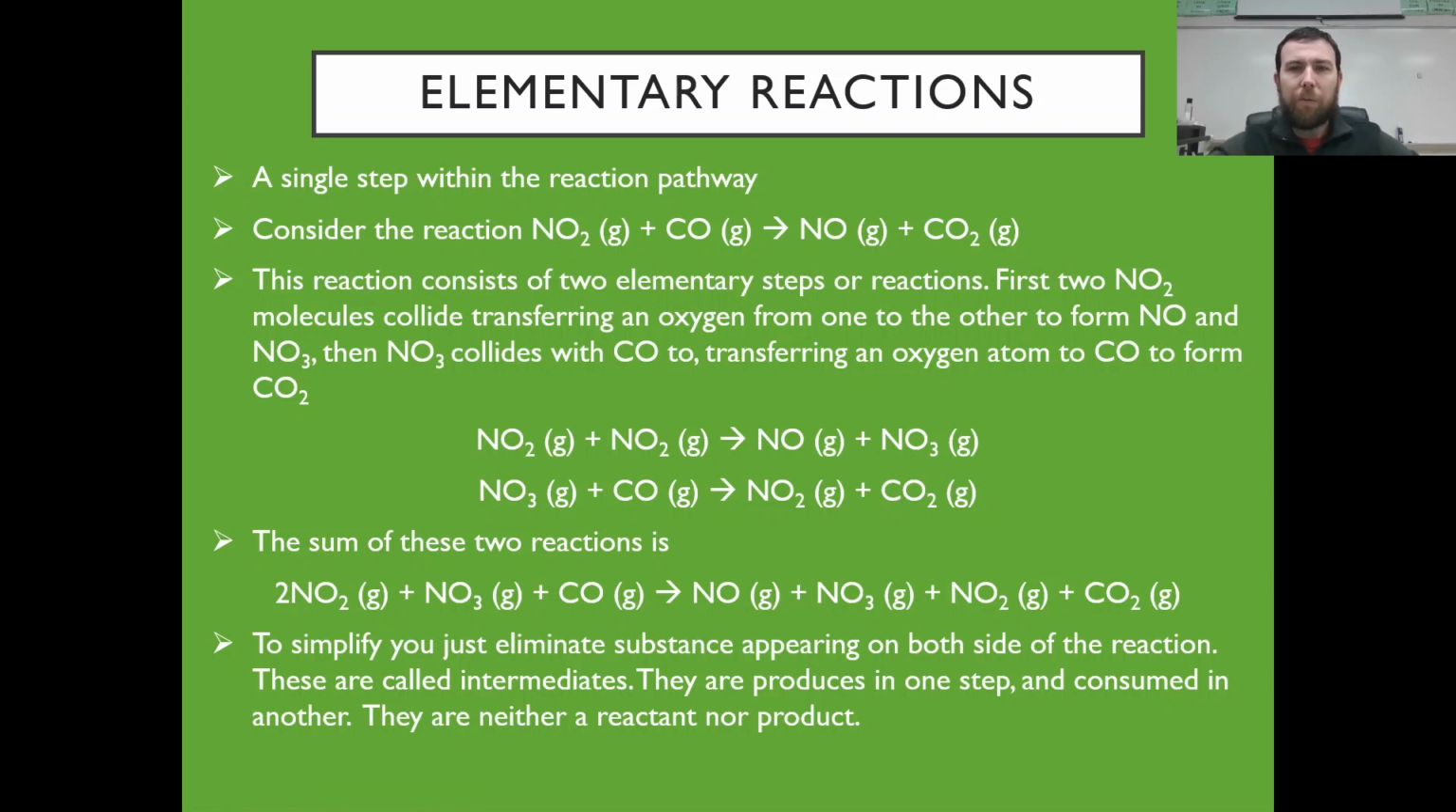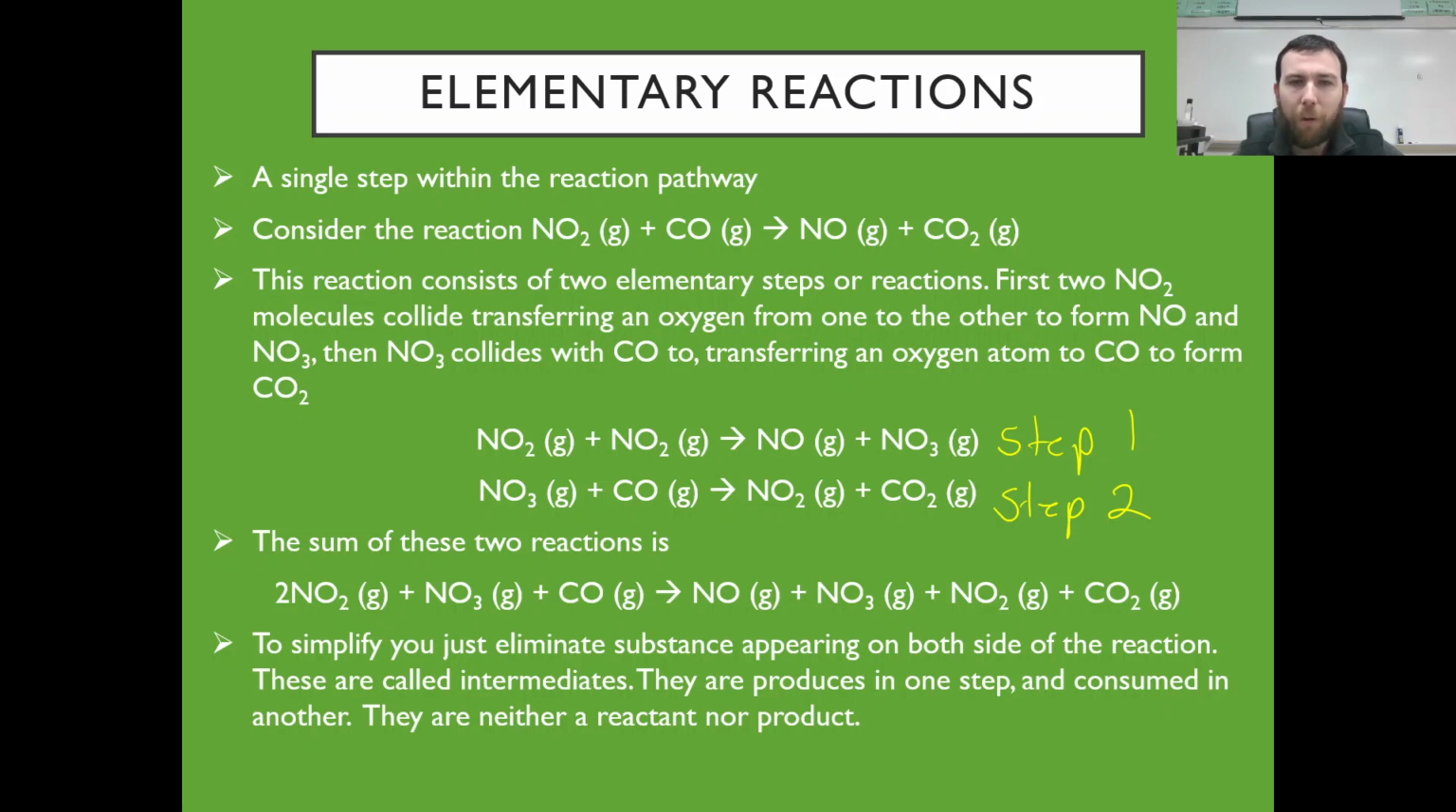And if we're thinking about this from the perspective of our steps, just to be pretty clear here, this would be step number 1 right here. So this is step 1. And then the reaction below that would be step 2. Now, when you add up those 2 reactions, you end up with a total sum of 2NO2 plus NO3 plus CO produces NO plus NO3 plus NO2 plus CO2.